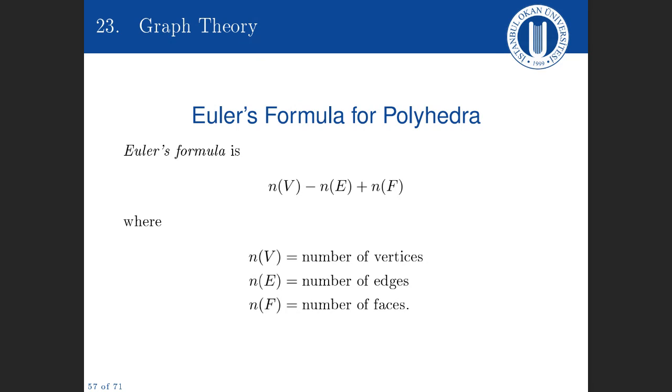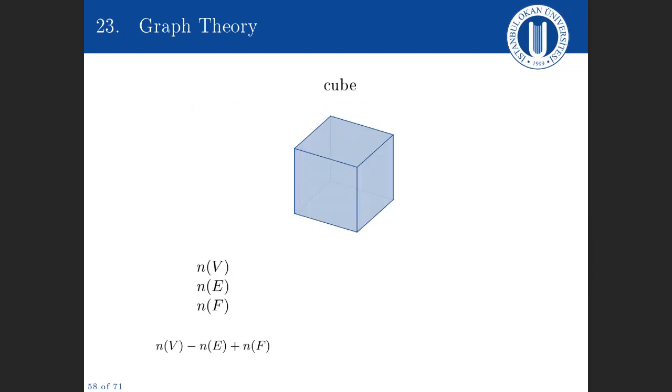Now, Euler's formula is the number of vertices minus the number of edges plus the number of faces. So for example, let's talk about a cube. How many vertices does a cube have? How many corners? 1, 2, 3, 4 on the top, and then another 4 on the bottom, so that means 8. How many edges does it have? 1, 2, 3, 4 edges on the top, another 4 on the bottom, and there's 4 vertical ones. So there's 12 edges. How many faces on a cube?